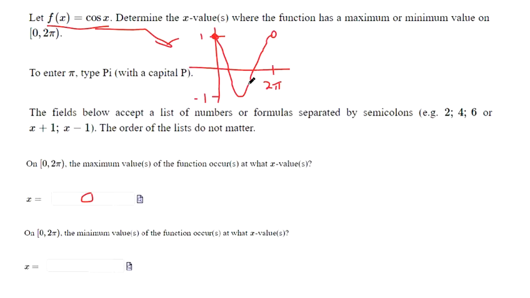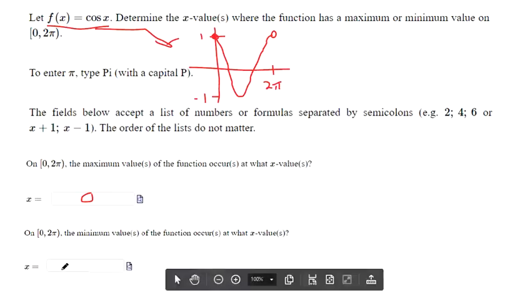Okay, so it reaches the maximum at x equals 0, on the interval 0 to 2 pi, closed on 0, open on 2 pi. What's the minimum value? That's how low can it go? It reaches its lowest point right here, halfway between the two endpoints. So if you were to cut 2 pi in half, we reach the minimum at x equals pi. Okay, and I think that's it.